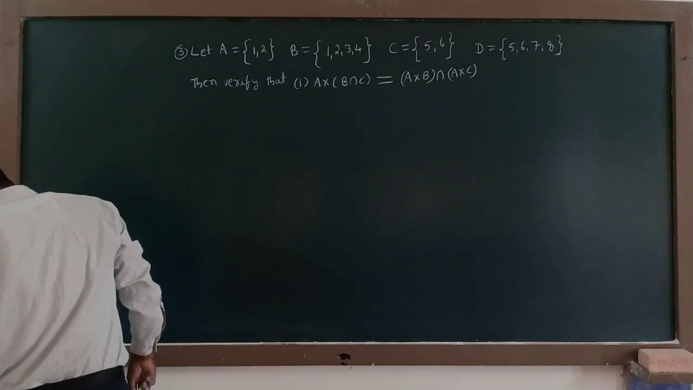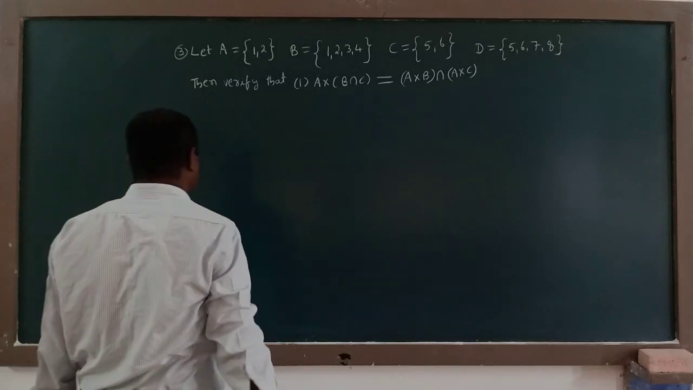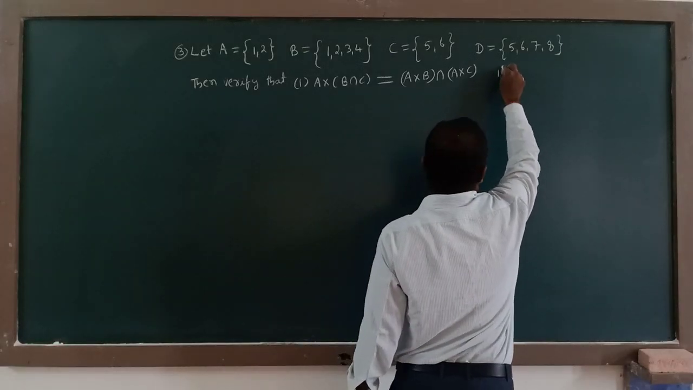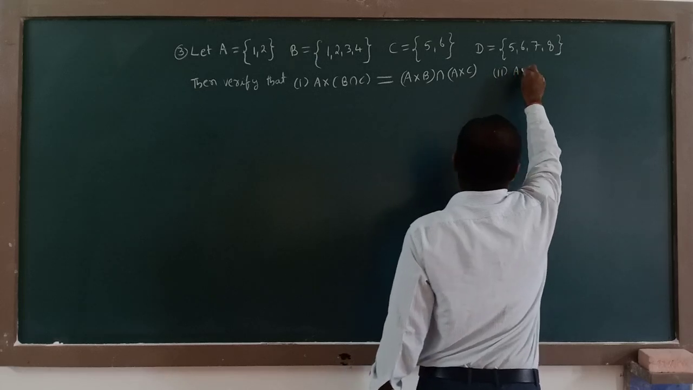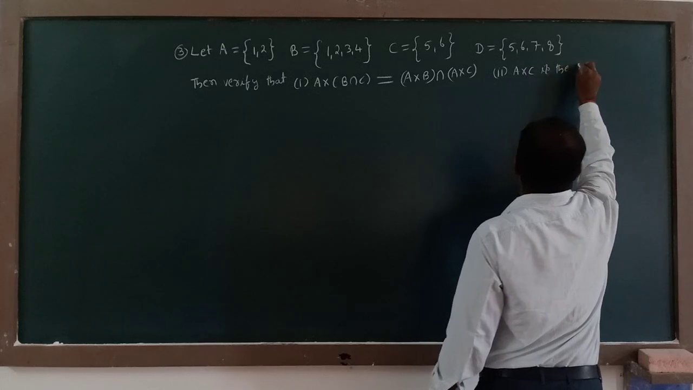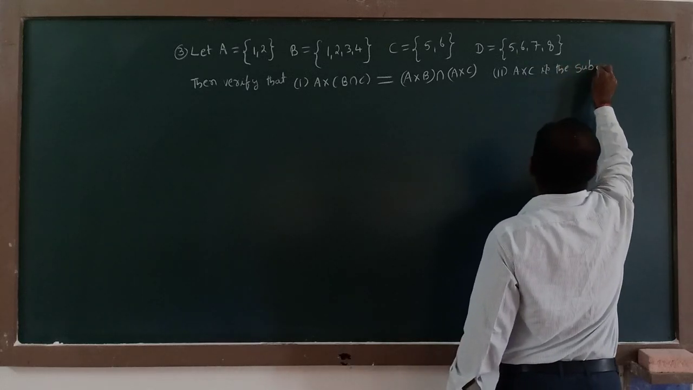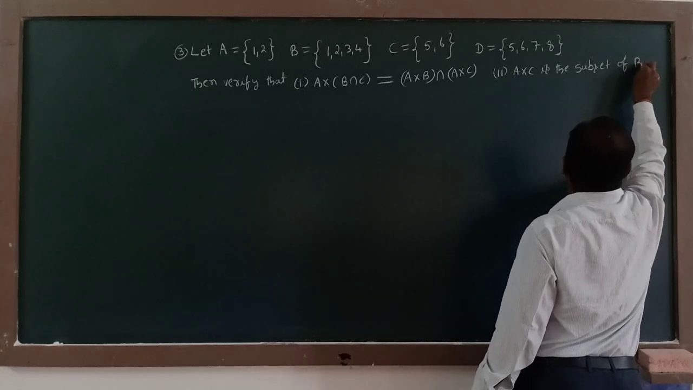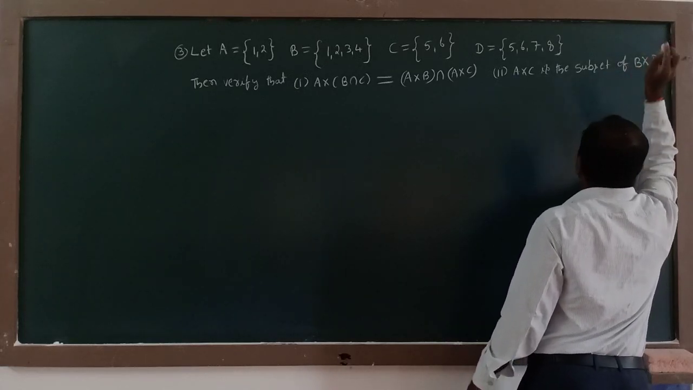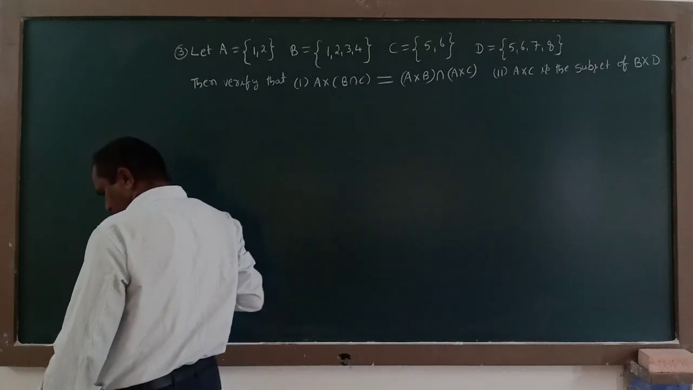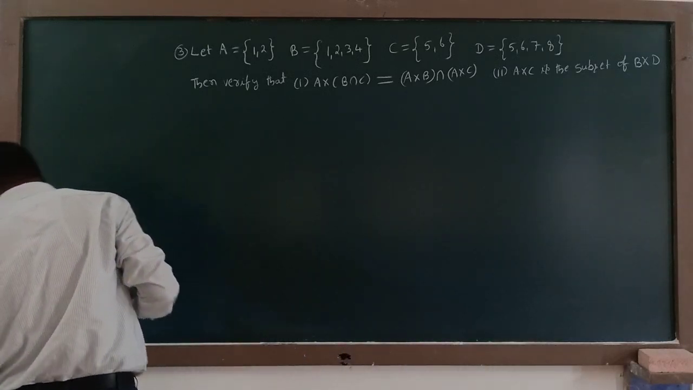A cross B. Second question, A cross A is a subset of A cross C is a subset of B cross D. A cross C is the subset of B cross D here.